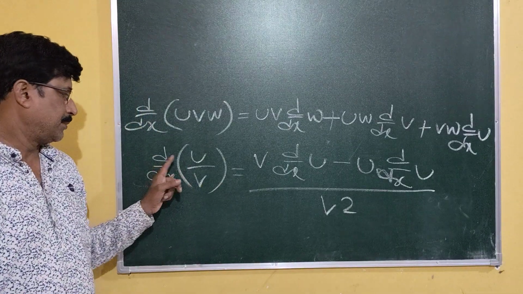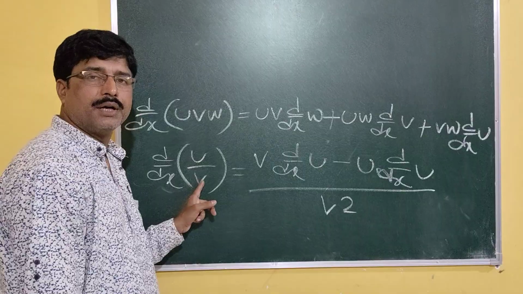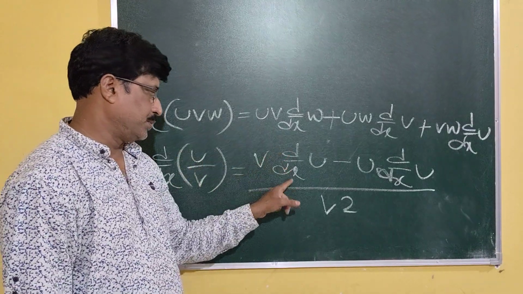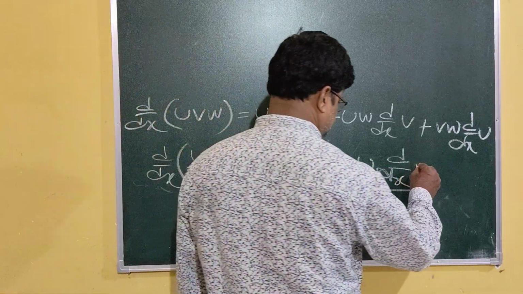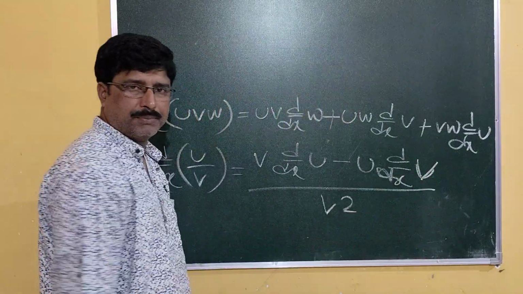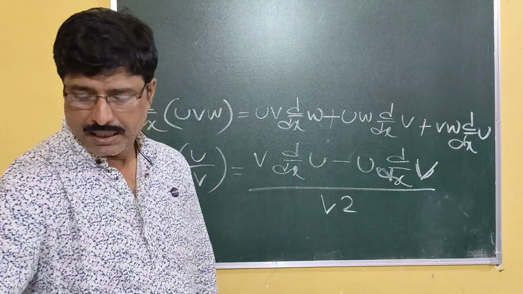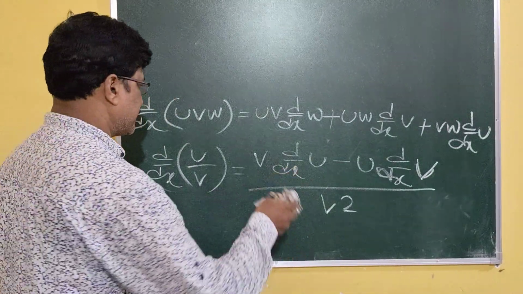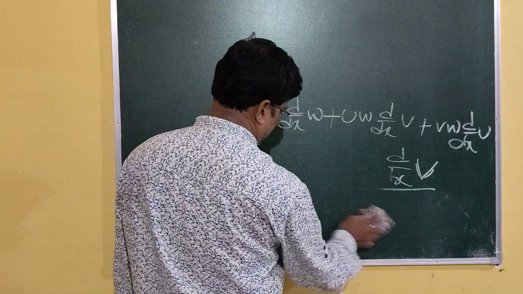Okay, derivative of u by v. U is on the numerator, v is on the denominator. Then the formula is v derivative of u minus u derivative of v by v square. Okay, v derivative of u minus u derivative of v by v square. These four formulas are very important for us to discuss these derivatives. Now we will solve some problems depending on these formulas.